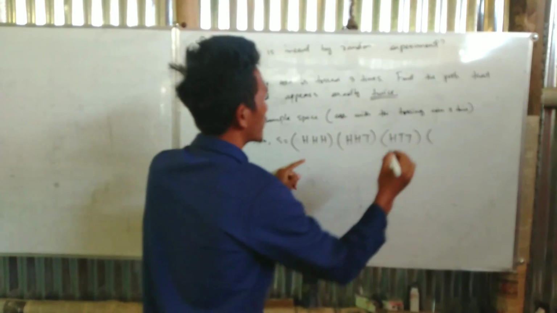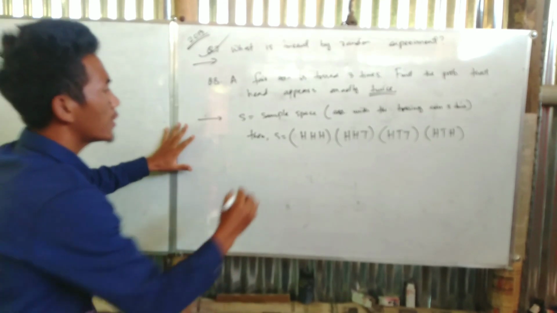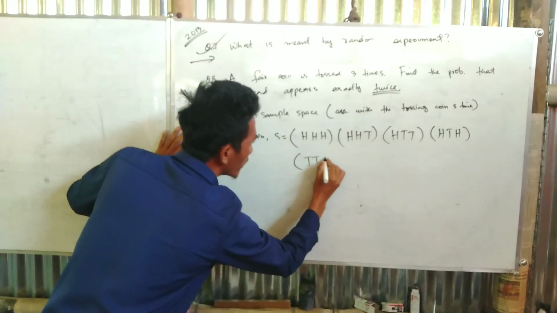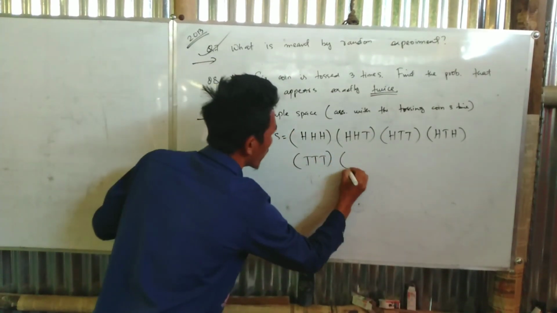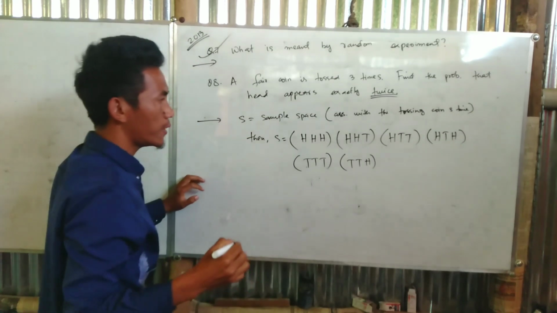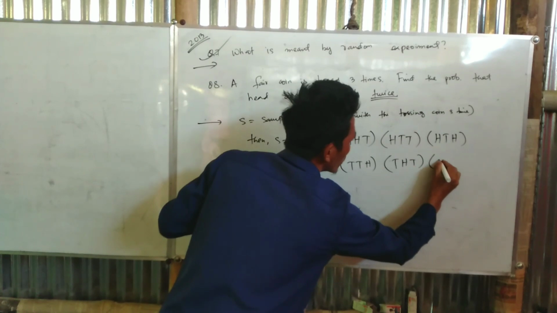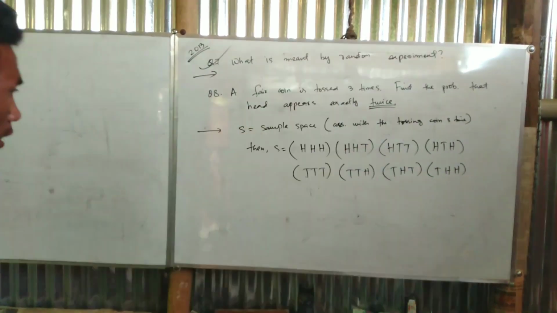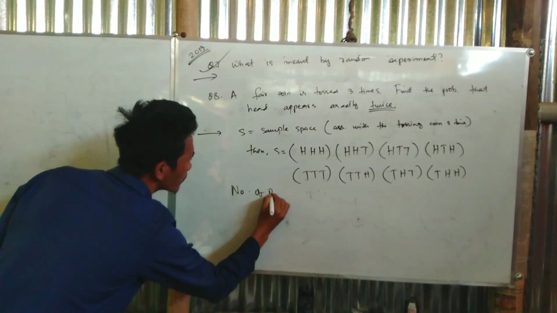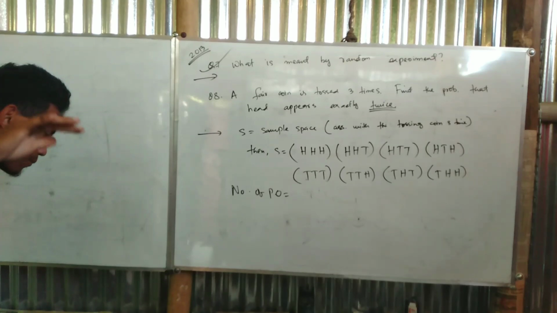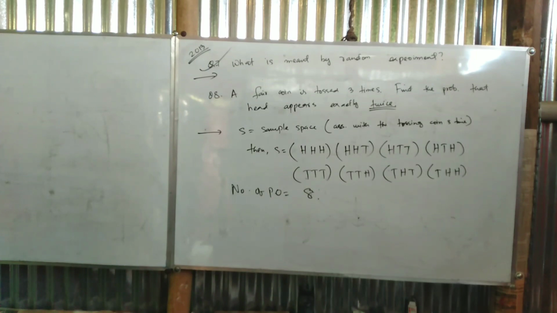Head, tail, head. Head, tail, tail. Tail, tail, tail. Tail, tail, head. Tail, head, tail. Number of possible outcomes is 8.